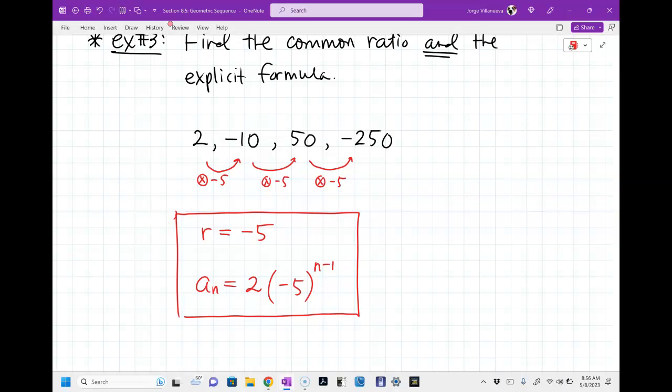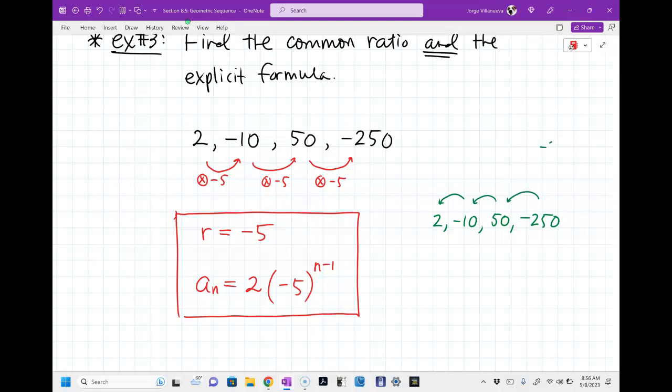Now, sometimes people tell me, what if in my head I can't do that? What if I can't see that it's times a negative 5? How else could I do it? So what you're going to do, and let me just write this right here, you're going to go backwards and you're going to divide.